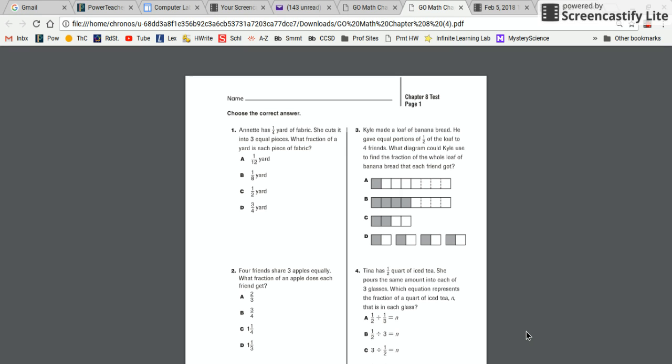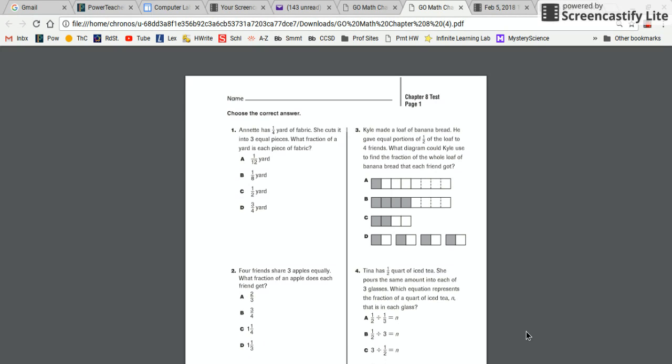Chapter 8, Test, page 1. Choose the correct answer. Number 1. Annette has 1/4 yard of fabric. She cuts it into 3 equal pieces. What fraction of a yard is each piece of fabric?